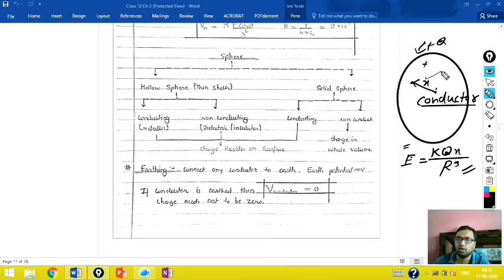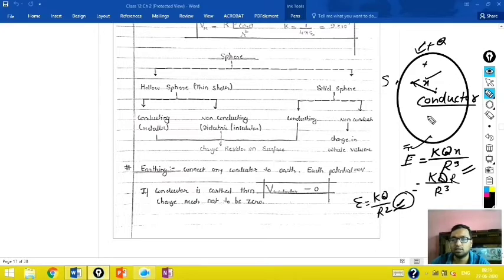If you keep on increasing x, the electric field will keep on increasing. Suppose you put x equal to r, meaning you are talking about a surface point. In that case the electric field comes out to be kq upon r square by solving. So this expression holds true for this case.